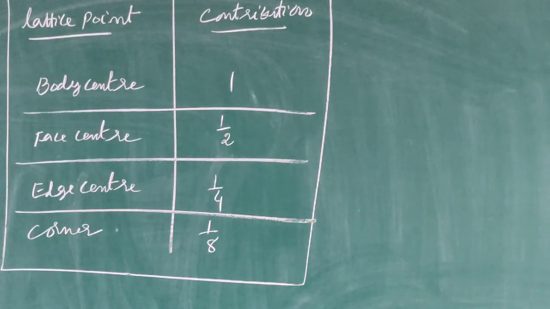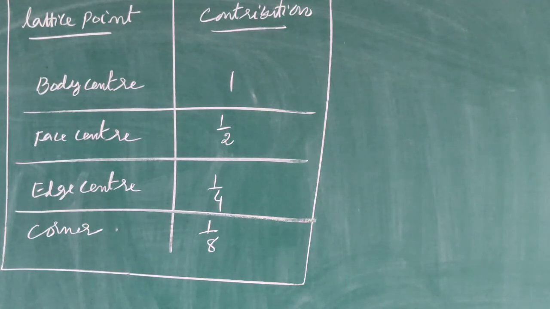Next one, lattice point and contribution. A lattice point is the point where a sphere, atom or ion is located in a crystal. So we have body center, face center, edge center and corner. These are the lattice points. The center point of the body is called the body center. The center point of the face is the face center. At the same time, the center point of an edge is called the edge center. And all the edges meet together at a point that is called the corner.